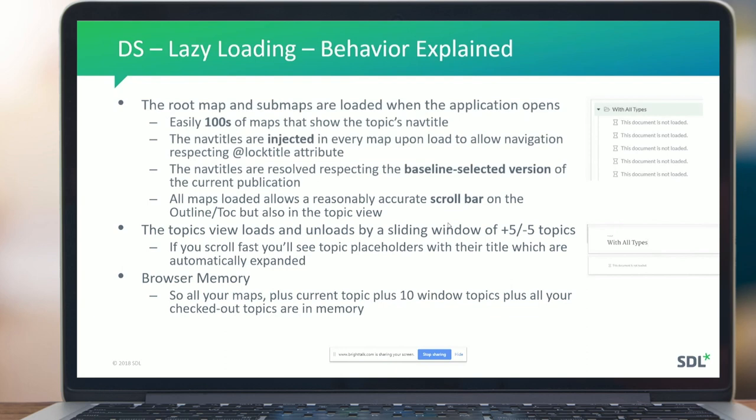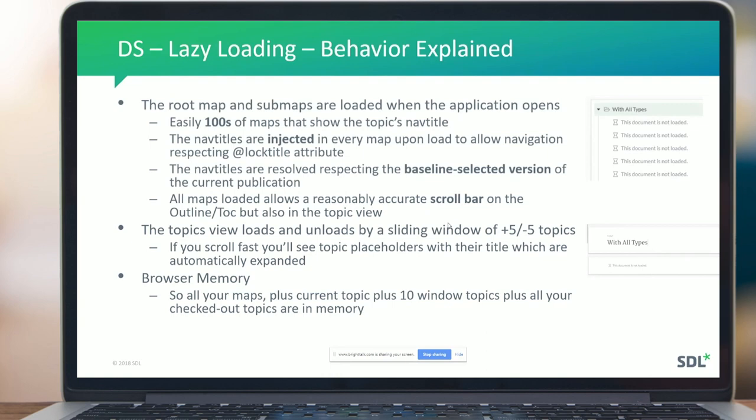So by loading all of the maps, we know all of the topic graphs, and we have a decent-sized scroll bar on the outline as on the pages area. So those maps get injected with the navigation title of the topics. We respect the log title attribute from Oasis Data. We are using the right version to get to the navigation title, so we respect the baseline. So that's all in there.